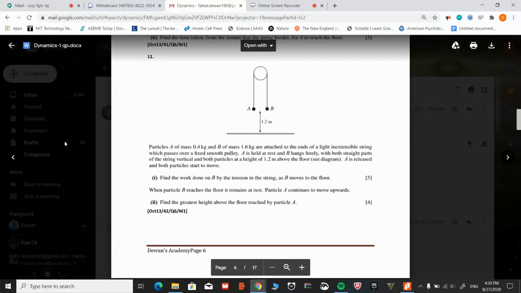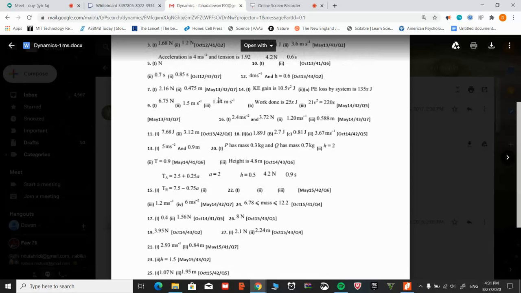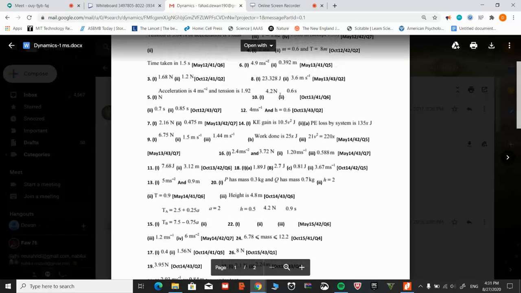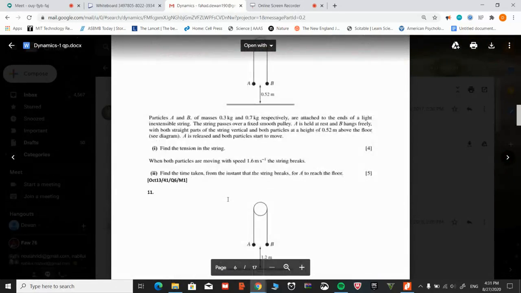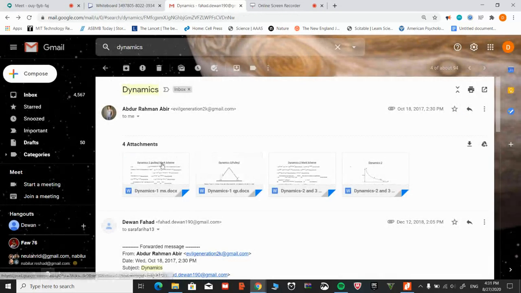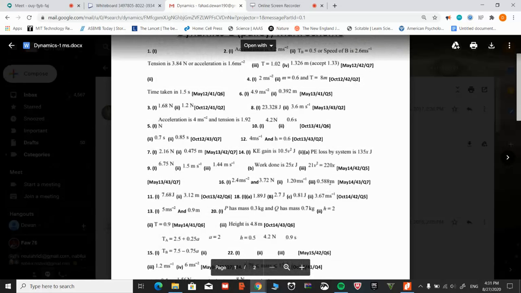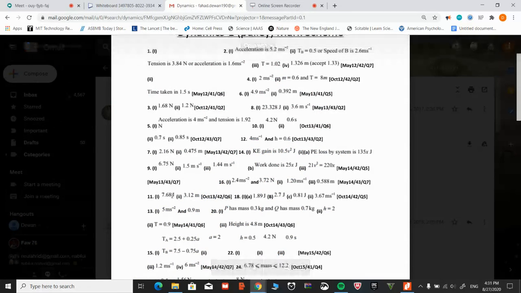Hmm. Okay, let me just check the answer. It would be a shame if the answer doesn't match. Which question is this? 11. Where is 11? 10. Winter 13, 14. This one is missing. 3.12, what did we get? Yes, 3.12, here it is. And the work, what did we get? 7 point something. Okay, you understand, Sara, here is your answer. This number 11, can you see?